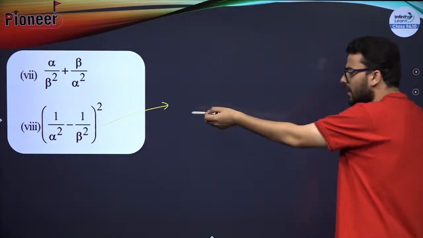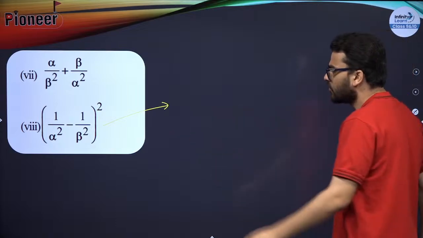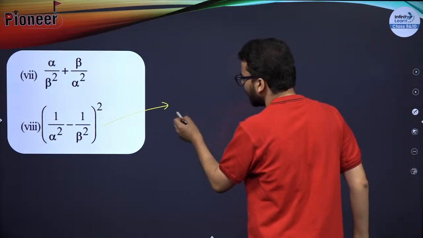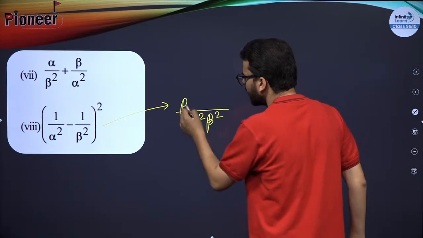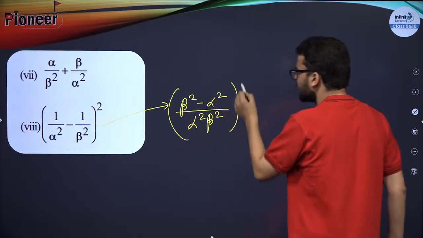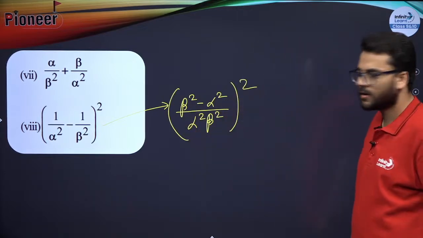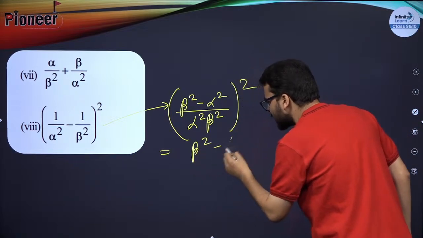We have done a question like this. In this class itself, we have done a question like this, right? So what I can do, I can just take the LCM of the denominator. So this is alpha square, beta square, and in the numerator, you will get beta square minus alpha square, right? So can I do like this, guys? Yes or no? So over here, it is the same thing. We have done a question like this in this class itself.